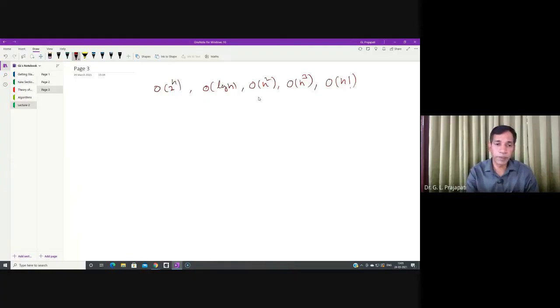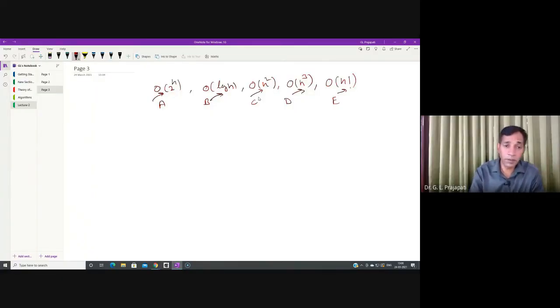So if you say that the running time of algorithm A is big O of 2 raised to power n, the running time of algorithm B is big O of log n, running time of algorithm C is big O of n square, running time of algorithm D is big O of n cube, and running time of algorithm E is, for example, big O of factorial n. So what you are telling is that your algorithm comes in this group, and you know the nature of this group.